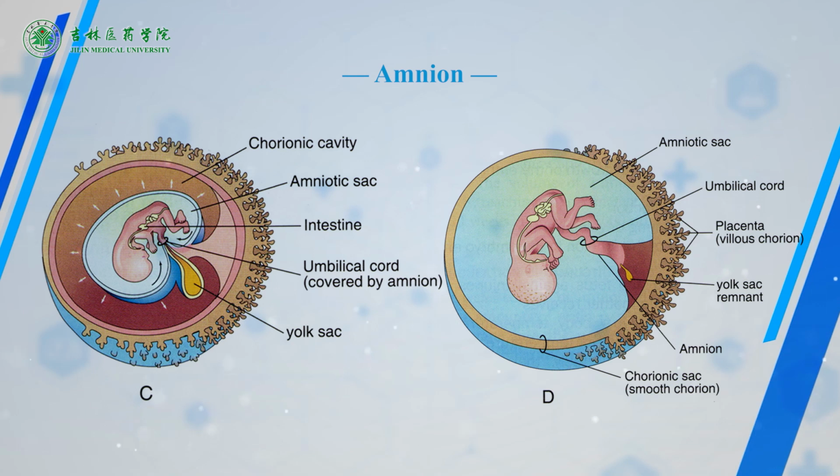The expansion of the amniotic cavity gradually makes the amnion and chorion adhere to each other, and the extraembryonic coelom disappears.